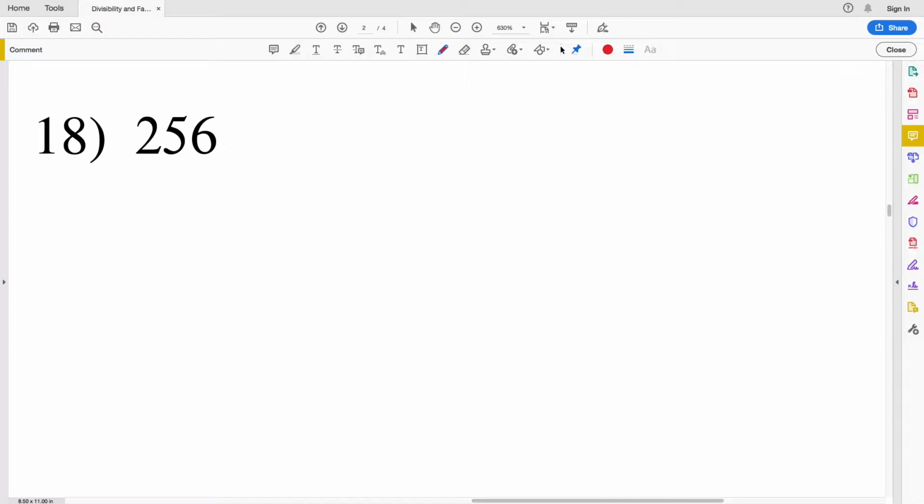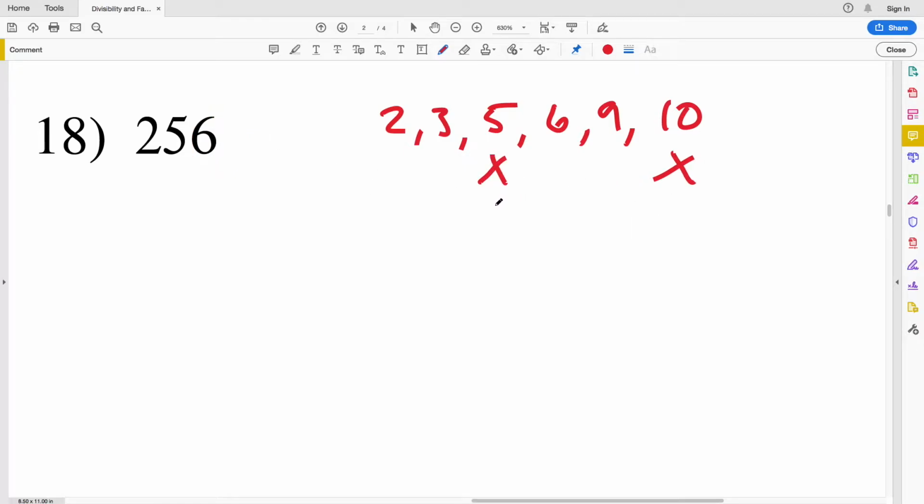For number 18, it doesn't end in 0 or 5, so it's not divisible by 10. And because it doesn't end in 0 or 5, it's also not divisible by 5. It is, however, ending in an even number. There's a 6 in the ones place, so it's divisible by 2.